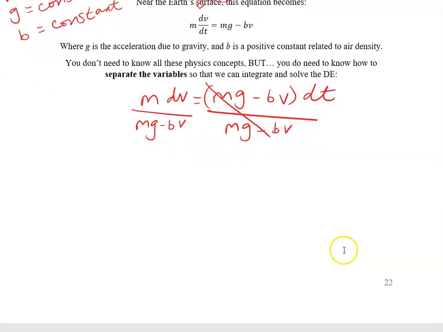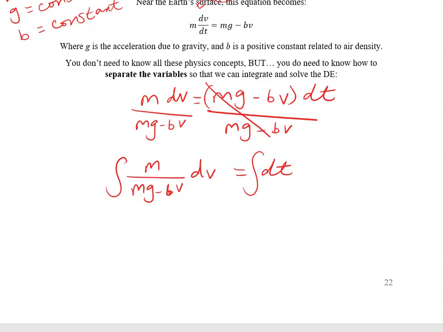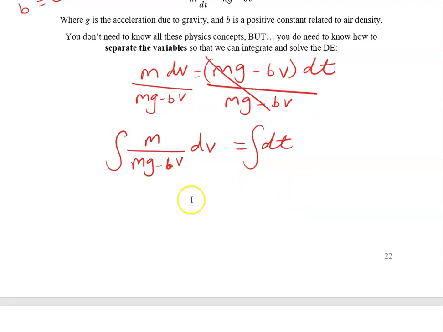So now what I have is m over (mg - bv) times dv, we can think of it that way, equals, and now there's just a 1 in front of the dt. So what I've done is I've separated the variables. Remember, m, g, and b are all constants, so v is a variable, t would be a variable. So I've separated the variables on each side, and now once I've done that, I'm going to integrate both sides according to their respective variable, and that's why that separation of variables is so useful.